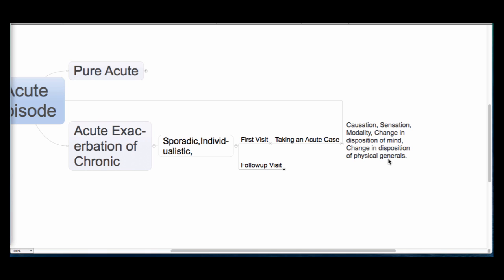So when you're picking up this, it's basically a very quick case, about 15-20 minutes, and that's it. You should be able to then use my favorite repertory.